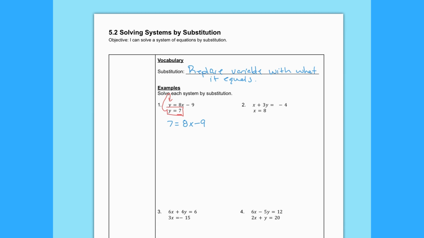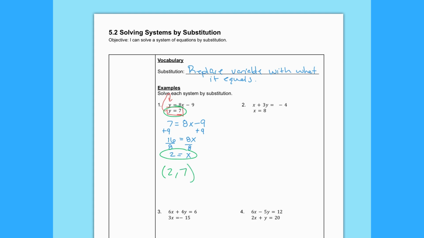So the opposite of minus 9 is plus 9. And that's going to give me 16 is equal to 8x. And I can divide both sides by that 8. And I get that x equals 2. And our goal is to try to find out what x and y are. So I already knew what y was. Y was 7. And now I know that x is 2. So then my final answer is the point 2, 7.